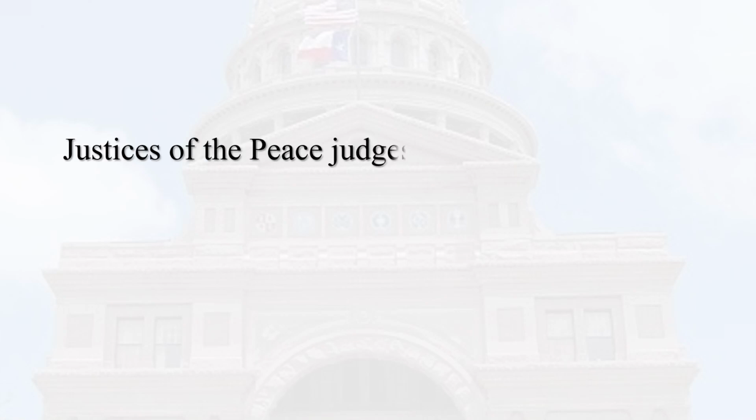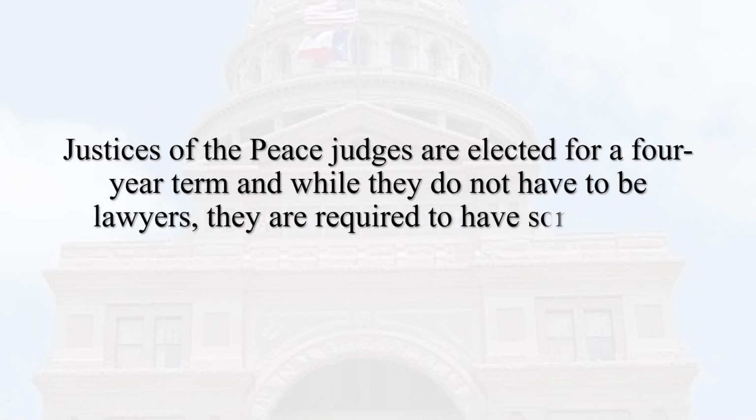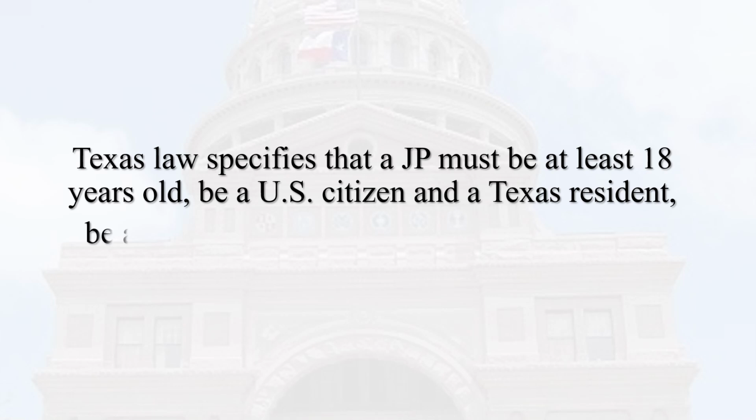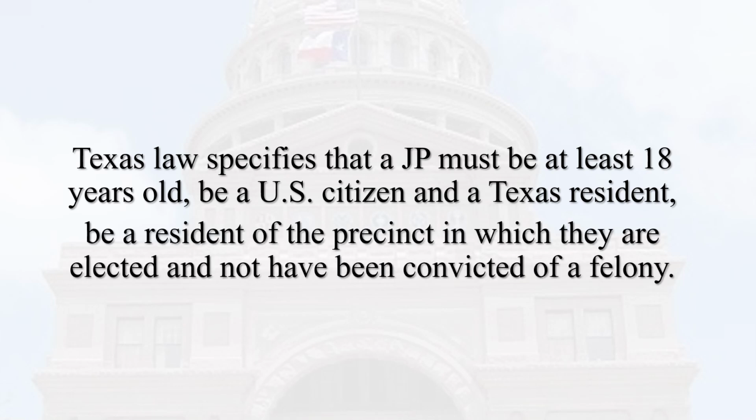Justices of the peace judges are elected to a 4-year term and while they do not have to be lawyers, they are required to have some legal training. Texas law specifies that a JP must be at least 18 years old, be a U.S. citizen and a Texas resident, be a resident of the precinct in which they are elected, and not have been convicted of a felony.